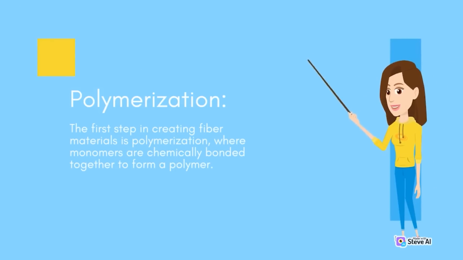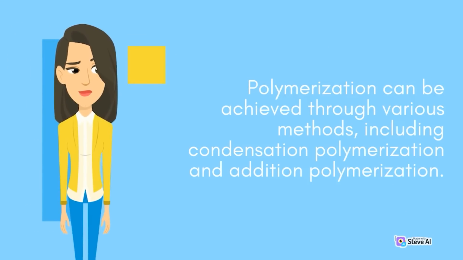Polymerization. The first step in creating fiber materials is polymerization, where monomers are chemically bonded together to form a polymer. Polymerization can be achieved through various methods, including condensation polymerization and addition polymerization.